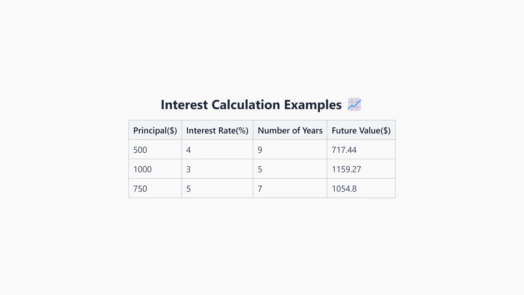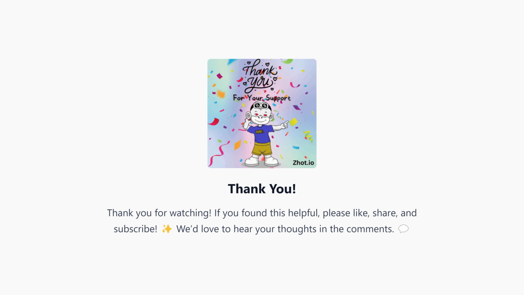Let's take a look at 3 examples of interest calculations. The first example involves a $500 loan at a 4% interest rate over 9 years, resulting in a future value of $717.44. The second example is a $1,000 loan at 3% over 5 years, totaling $1,159.27. Lastly, a $750 loan at 5% over 7 years equals $1,054.80.